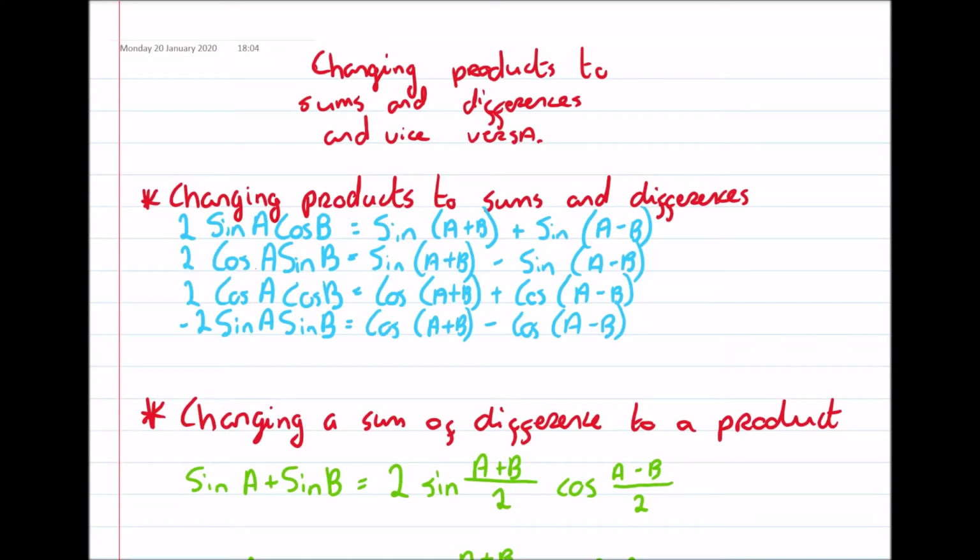Okay, in this video we're going to change products to sums and differences and vice versa. What I have in blue here is changing products to sums and differences. And what I mean by that is if we look at this 2 sine A cos B, that is a product. It's a product because this 2 sine A has been multiplied by the cos B. Okay? So product means multiply. And that's getting changed to a sum because I'm changing it to sine A plus B plus sine A minus B. Okay, so I'm changing something that's getting multiplied together to something that's getting added or subtracted together.